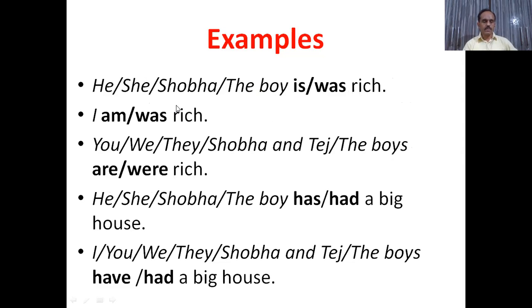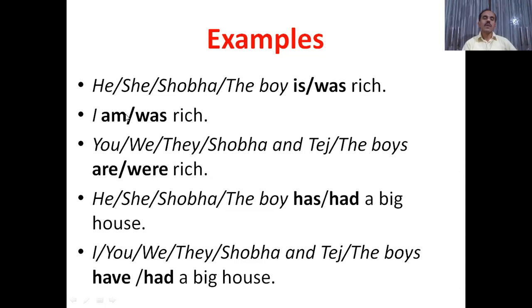Let us look at some more examples. Of course, here we have used be forms and have forms in this slide. The subject is the same: he, she, Shobha, the boy. Here, look at this: is or was rich. Is is present tense, was is past tense. If we use the present tense, we use is when the subject is third person singular. If we have to use the past tense, we use was. He, she, Shobha, the boy is rich, or was rich. If we say is rich, present tense. If we say was rich, past tense.